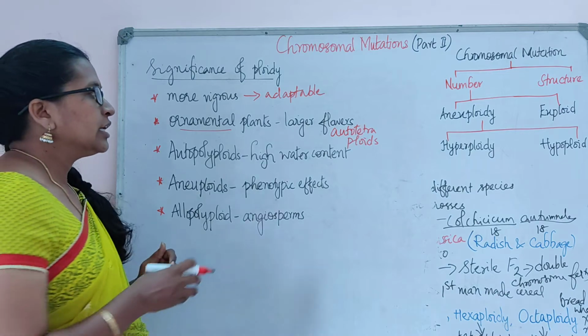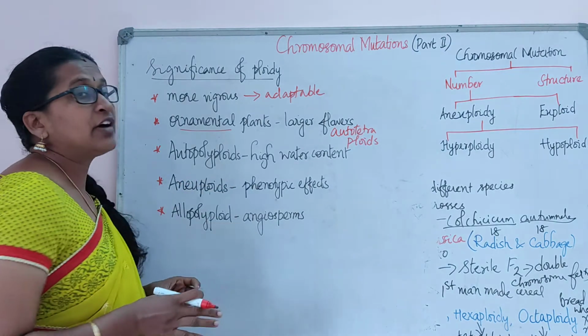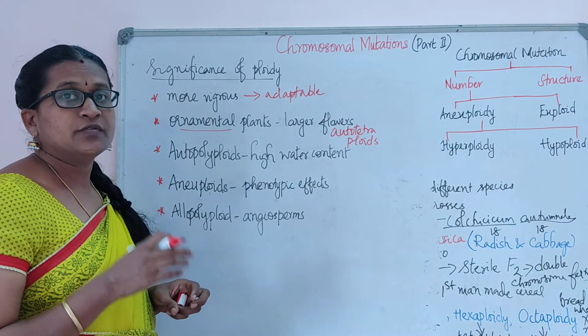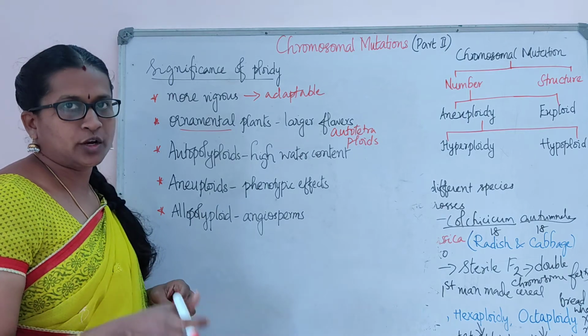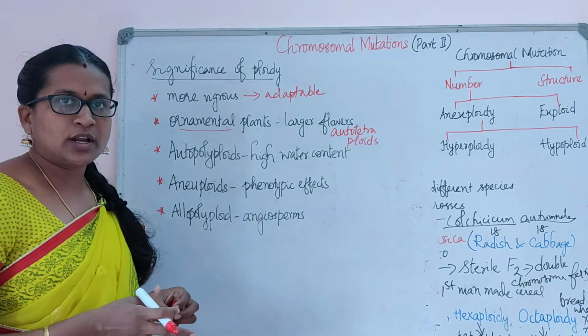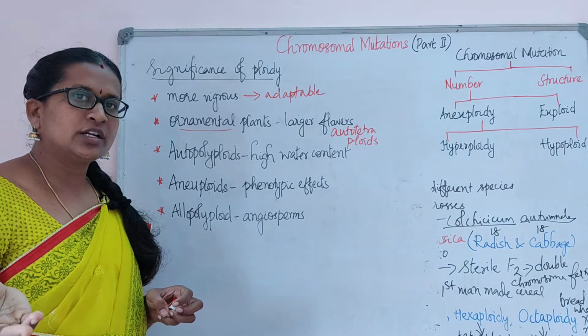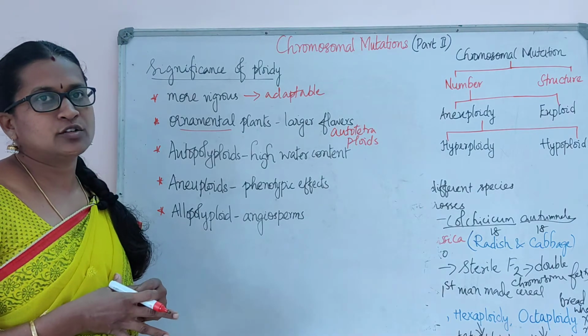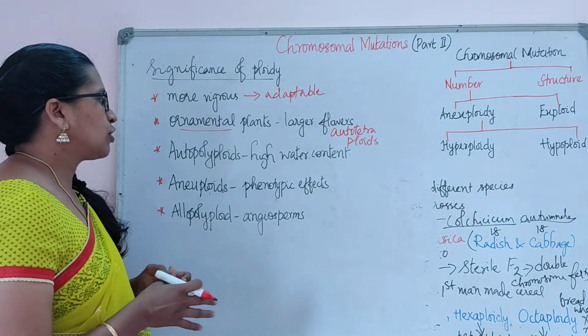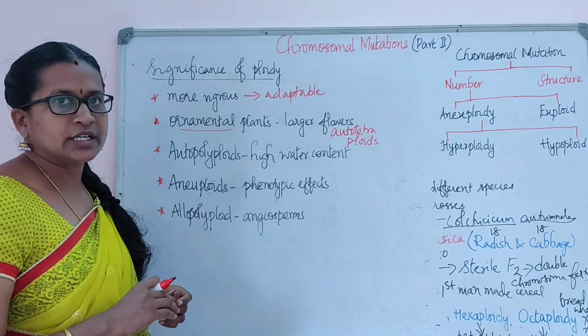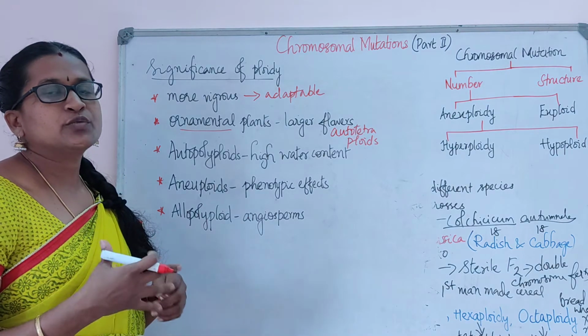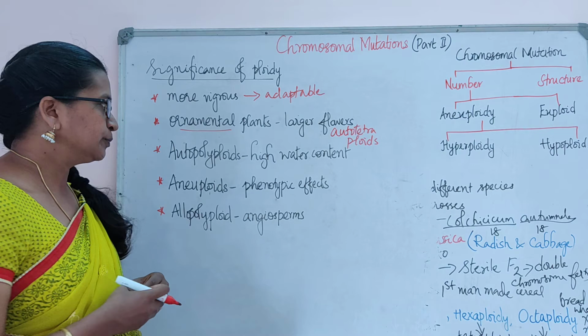Generally these types of plants have higher water content when compared to normal diploid plants. So once we uproot them, after some time they will soon get dry because of this high water content, but sometimes it is very useful for us also.